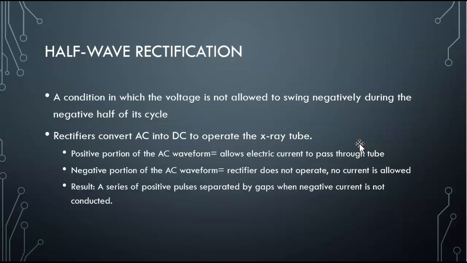So half-wave rectification is a condition in which the voltage is not allowed to swing negatively during the negative half of the cycle. Rectifiers convert alternating current to direct current to operate the X-ray tube. The positive portion of the AC waveform allows electric current to pass through the tube. During the negative portion of the AC waveform, the rectifier does not operate, and no current is allowed. The result is a series of positive pulses separated by gaps where the negative current is not conducted.